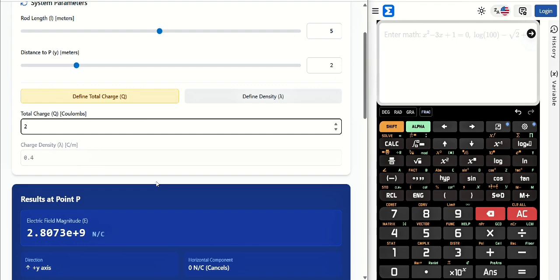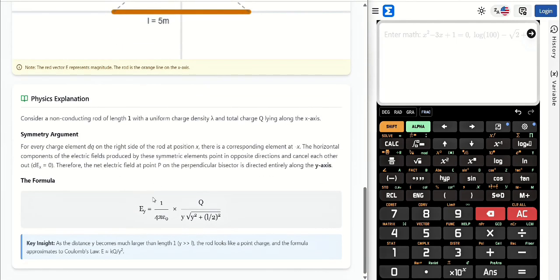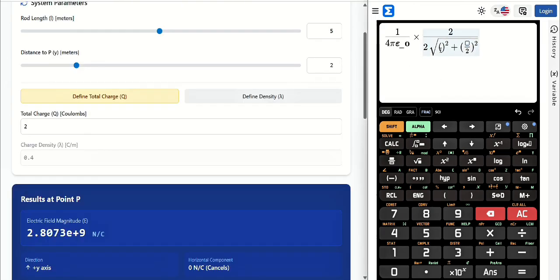To prove whether the application is accurate, I'm going to compute all the values into the calculator using this equation, E1. So the calculator gave us the answer as 2.807 times 10 to the power of positive 9. This has the same answer as the application.